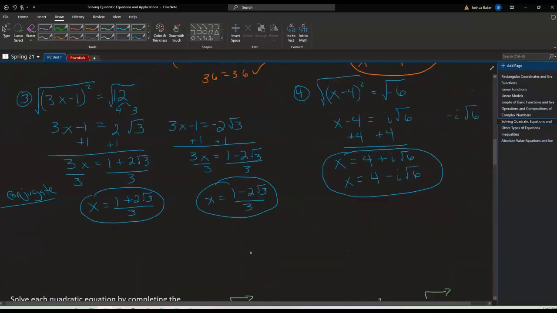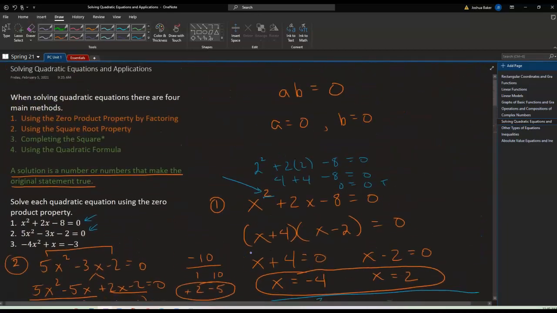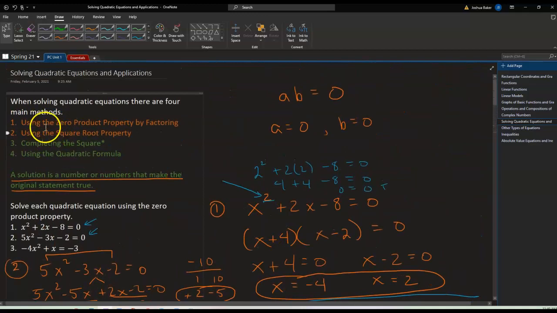So scrolling back up here one more time. The orange methods don't always work. We could not have used the orange methods on the last 3 that we did. The green methods do always work, but this one can get kind of crazy. So I'm going to usually bail out and use the quadratic formula.